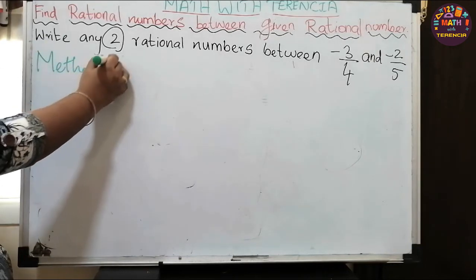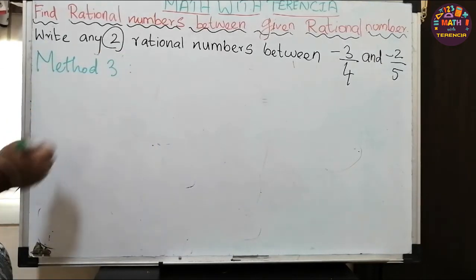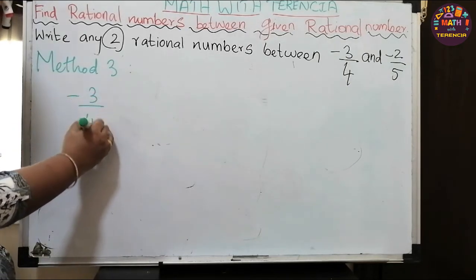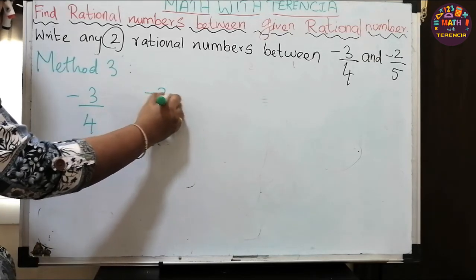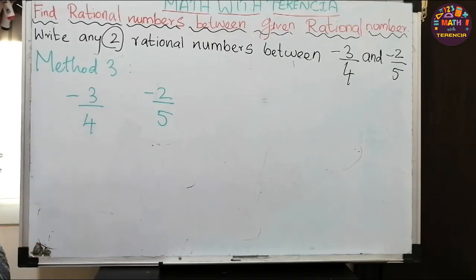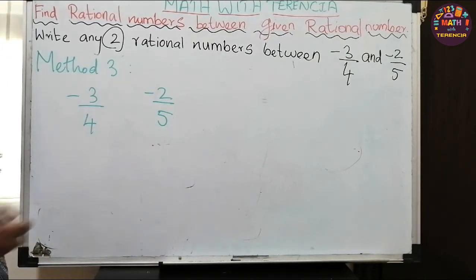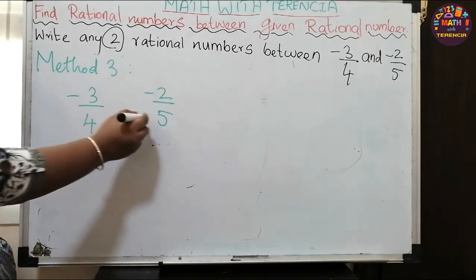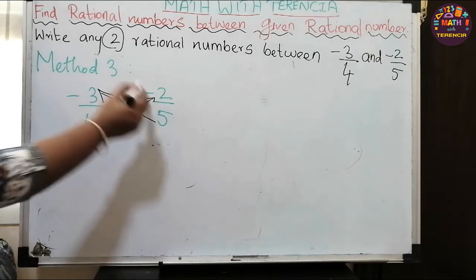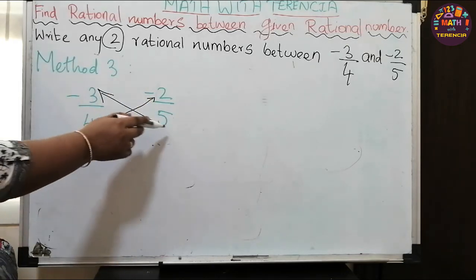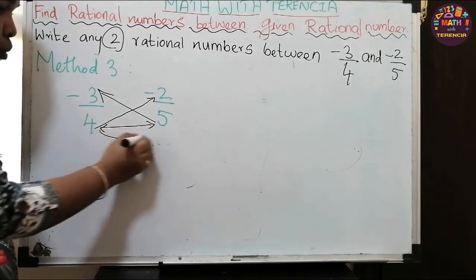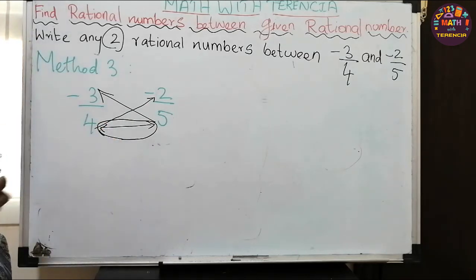Now we will see method 3, the cross multiplication method. I'm going to use the same numbers. See, for these types of questions you will have different answers. No issues as long as the number comes between the given range. So you are going to cross multiply like this: the first denominator with the second numerator and the second denominator with the first numerator. And these two. This is very important. This line we often forget.